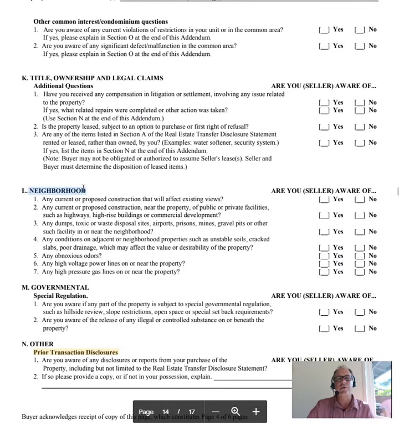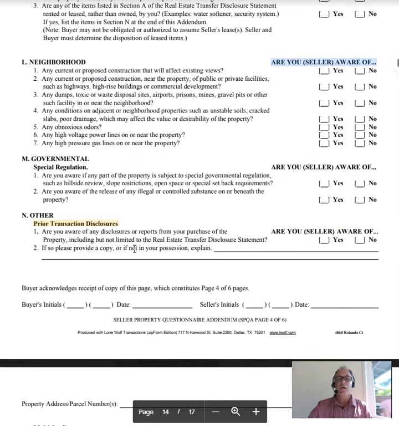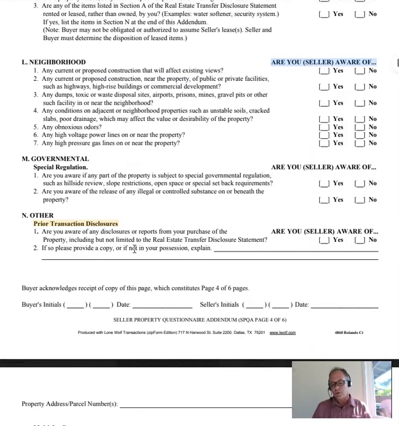And then this is another, neighborhood questions, any proposed construction that will affect the existing view. And remember, are you aware? If you're not aware, it would be no. If you are, you need to make sure you tell. And when in doubt, you want to disclose it. If you think they're going to be doing some construction and it might block the view, you need to put that in there.